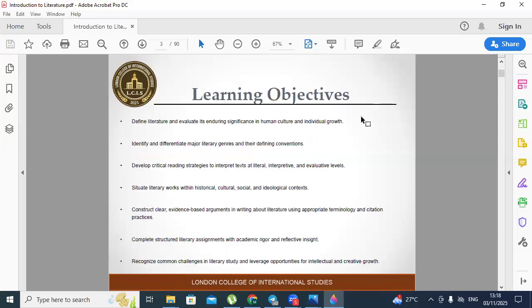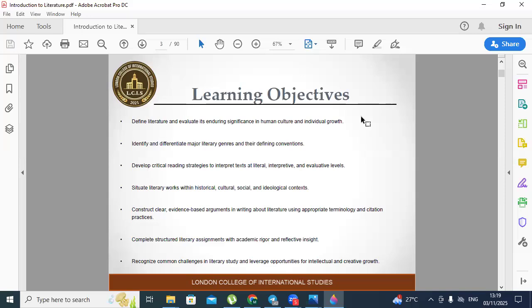Learning objectives. These are the core goals we aim to achieve together. First, you will learn to define literature and evaluate its enduring significance, understanding why literature has mattered across human history and continues to matter today. Second, you will identify and differentiate major literary genres, recognizing the conventions that define poetry, fiction, drama, and creative nonfiction. Third, you will develop critical reading strategies operating at 3 levels: literal comprehension, interpretive analysis, and evaluative judgment.